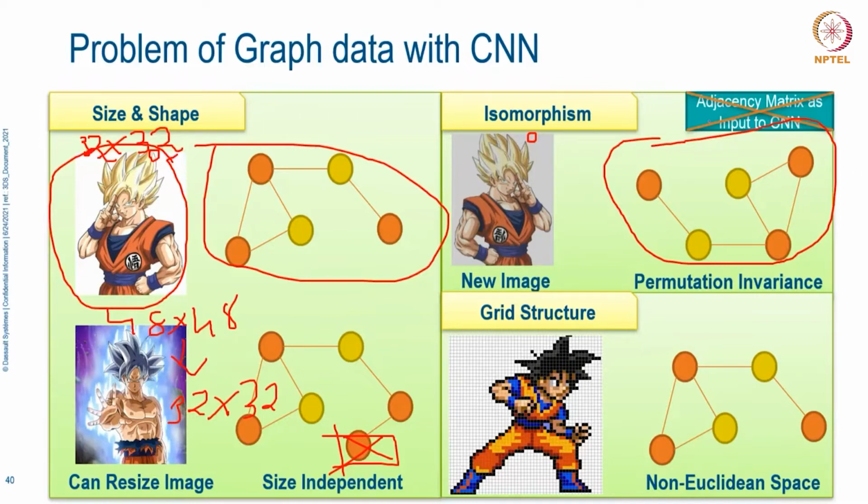But images can be considered as graphs. That is again one thing. If you consider these pixels, they form a structured set of graph, something like this. So images can be considered as graphs, but graphs cannot be considered as images. That is something we need to keep in mind.